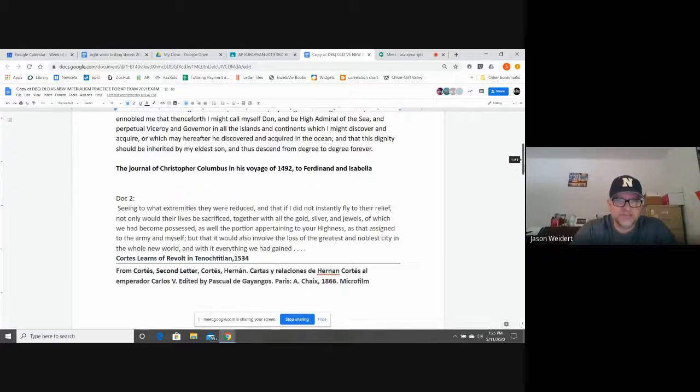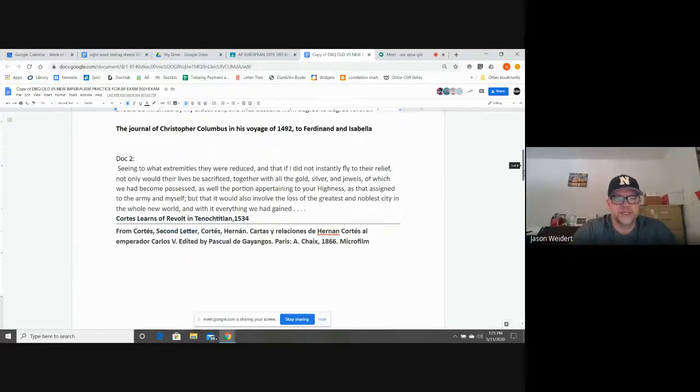Now, in the second one, we've got Cortez. And Cortez is writing to Charles V. And although it's difficult to see exactly what Cortez is looking for here, it looks as if he's looking for more military support, maybe more financial aid. It looks like he's looking for some backing from Charles V. So, why might he be saying that Tenochtitlan is the noblest city in the whole New World, and that we have everything to gain here?